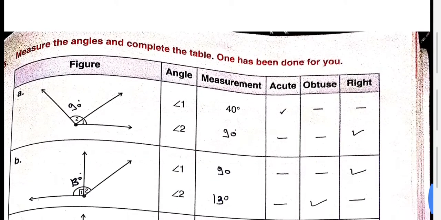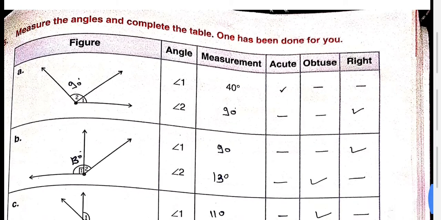Now come to question number 5. Measure the angle and complete the table. You have to measure with the help of your protractor, as I told you how to measure the angle. So the first angle you measure becomes 40, and 40 is known as what? Acute angle, because it's less than 90. Now when you measure the second one, it becomes 90. 90 is known as what? Right angle. So tick on the right one, and the others remain blank.